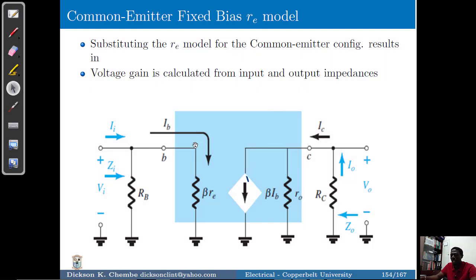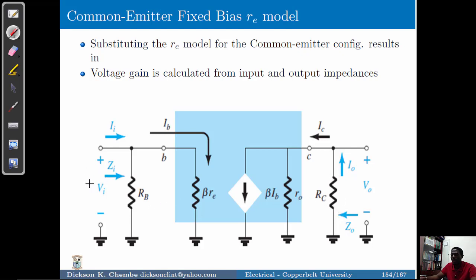So this is now the replacement of the model. We have RB maintained on the input side. The transistor symbol is now replaced by its r_e model. We've got the base current, we've got beta RE, and we've got the source, which is beta IB, the controlled source on the output. Then we've got the output impedance, and then the collector resistance. The output current IO is going through the collector resistor in that way.